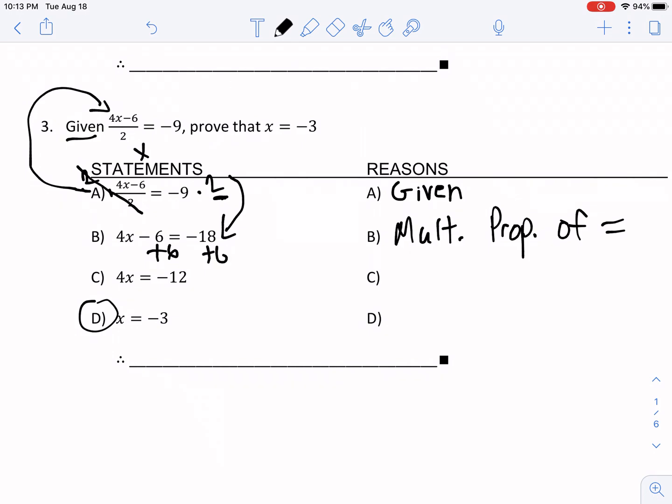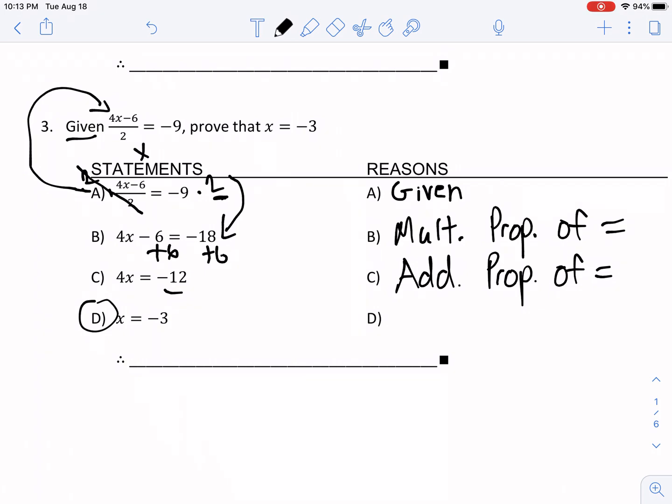Okay, so we'd add 6 to both sides, and then we would get 4x is equal to, well, what's a negative 18 plus 6? Well, negative 18 plus 6 is negative 12, okay? So how did we go from part B to part C? Well, we added 6 to both sides. Well, what property, what reason do we have that lets us know that we can do that? Well, the addition property of equality. The addition property of equality says I can add the same thing to both sides and still maintain equality.